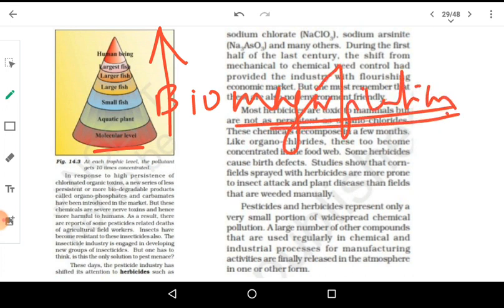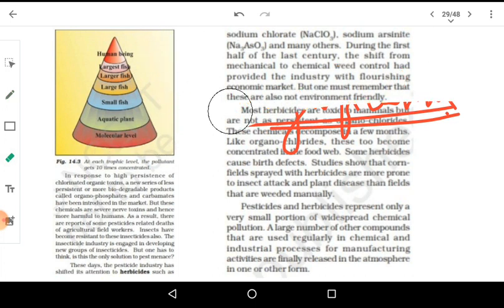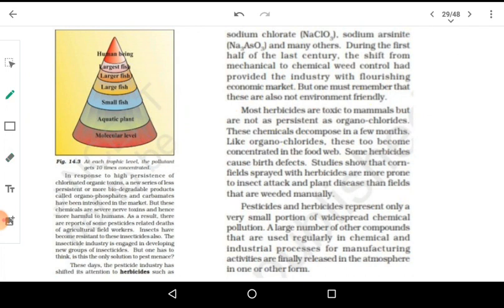Let us now talk about some important herbicides. The most important one is NaClO3, which is known as sodium chlorate. Similarly, we have sodium arsenite. These are some of the most commonly used herbicides. Now, what are herbicides? Herbicides are those which are used to kill the herbs, or the weeds, that are living in the fields. The unwanted plants are known as weeds.